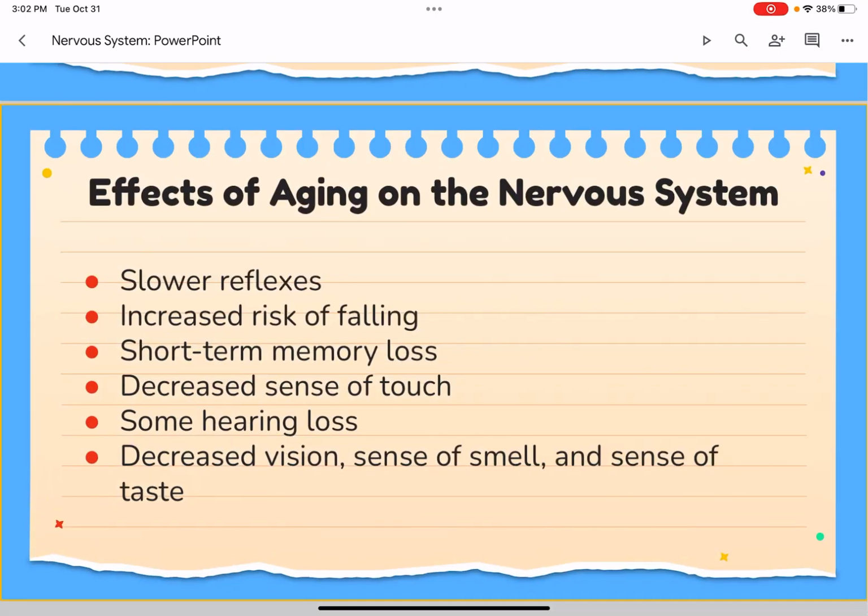So aging affects the nervous system. As you age, you have slower reflexes, increased risk of falling, short-term memory loss, decreased sense of touch. Some may have hearing loss, and you have decreased vision, sense of smell, and sense of taste.